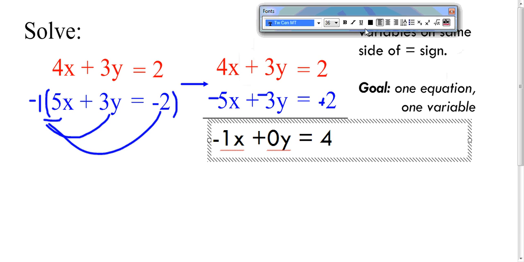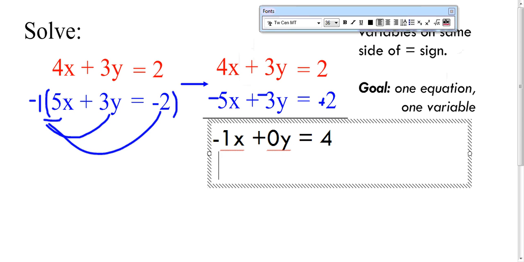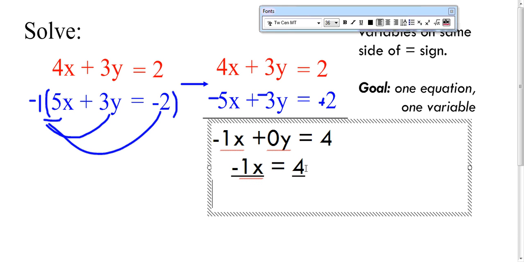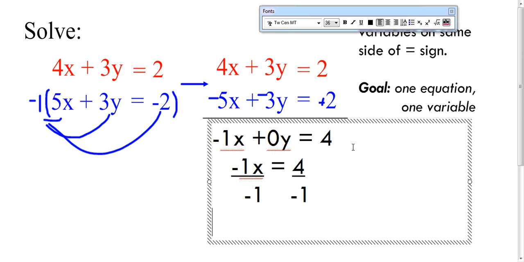So finish it up. So again, one equation, one unknown, because this now turns into a -1x. And again, you can write this down instead of having written it 0. I'm fine with that. And then we're going to have to divide everything through by a -1. So then your answer is x equals -4. Yay!